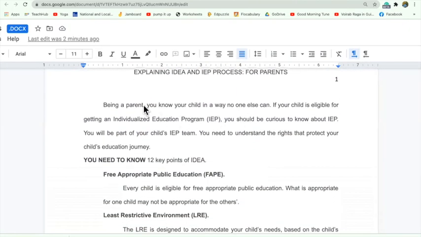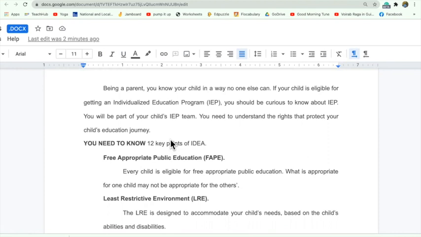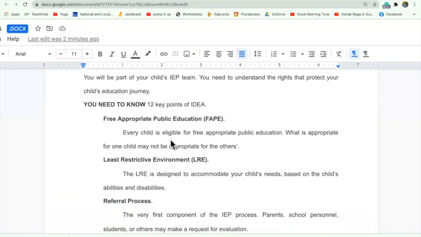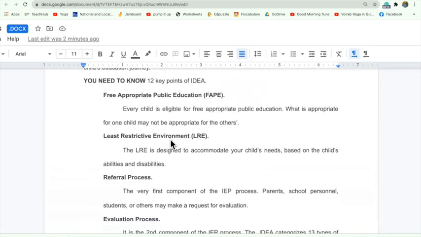Being a parent, you know your child in a way no one else can. If your child is eligible for getting an Individualized Education Program, IEP, you should be curious to know about IEP. You will be part of your child's IEP team. You need to understand the rights to protect your child's education journey. You need to know 12 key points of IDEA.